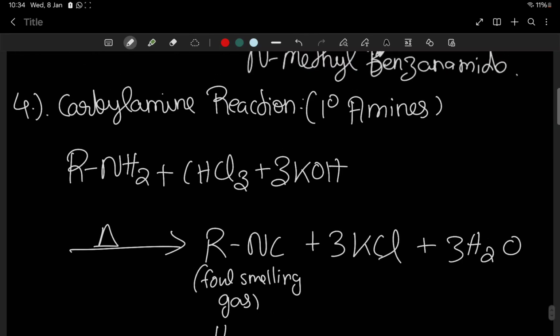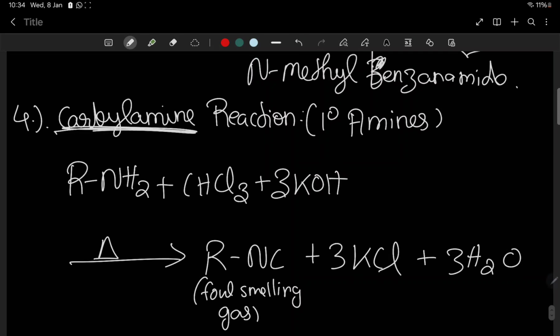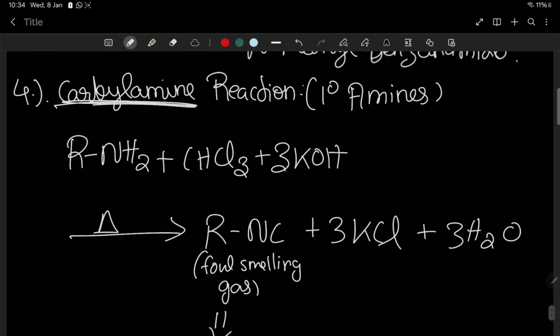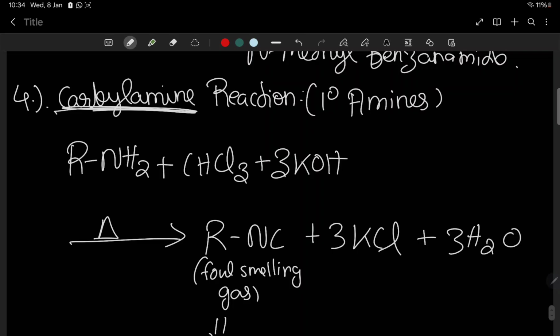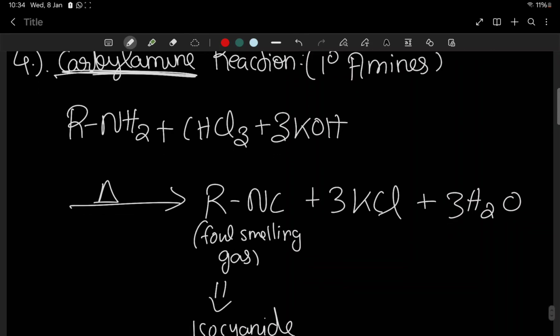So this is a test. We are getting carbylamine. This isocyanide is also called carbylamine. So we are getting carbylamine as a product. That way we are calling it the carbylamine reaction. RNH2 plus CHCl3 plus KOH, we are getting the foul gas.